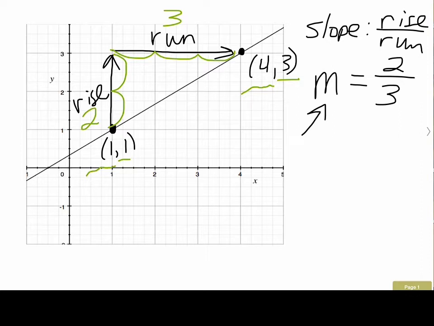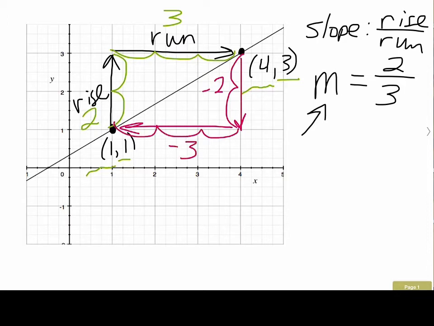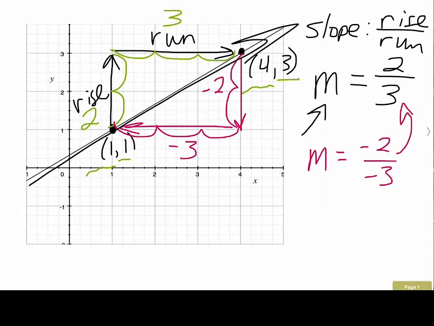Suppose we wanted to start at 4, 3 and end at 1, 1. In that case, the rise, I'll kind of put that in quotes mentally because it's negative, would be down, and the run would be to the left, and so it's also negative. So I've done that in red, and we see that the rise, quote unquote, is -2, and the run in the negative x direction is -3. The slope would then be -2 over -3, which simplifies to the same 2/3 that we had. And when a line goes up to the right, as this one does, that's a positive slope. If it had gone, say, down to the left, that would be a negative slope.